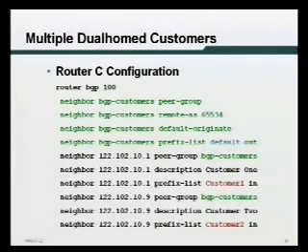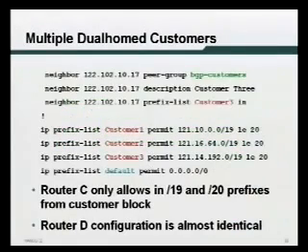So customer 1: peer group BGP customers, prefix list customer 1 in. We want to filter what we hear from our customers. Same with customer 2, prefix list customer 2 in, same peer group. Same for customer 3, prefix list 3 in, same peer group. And then we have the prefix list for the customers. I've just made it a range of /19 through to /20s. Some people make it /19 through to /24s or whatever the address block is.